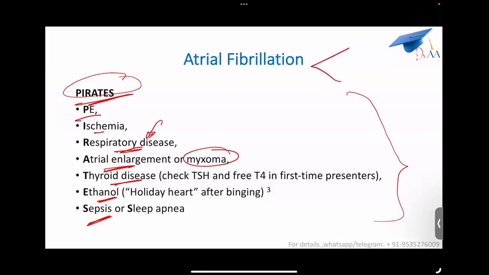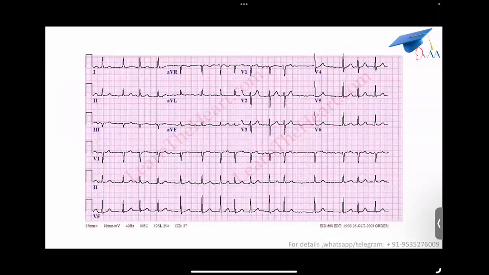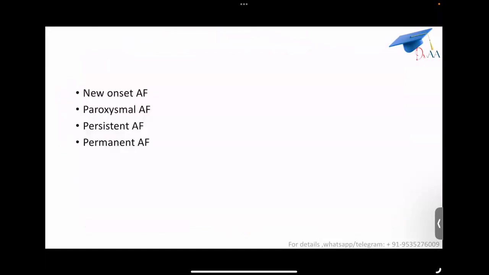Atrial fibrillation ECG diagnosis becomes very important. How do we diagnose ECG wise? This is a typical ECG of AF. You can see the rhythm is irregular and there is absence of P wave. So this is an ECG diagnosis of atrial fibrillation.